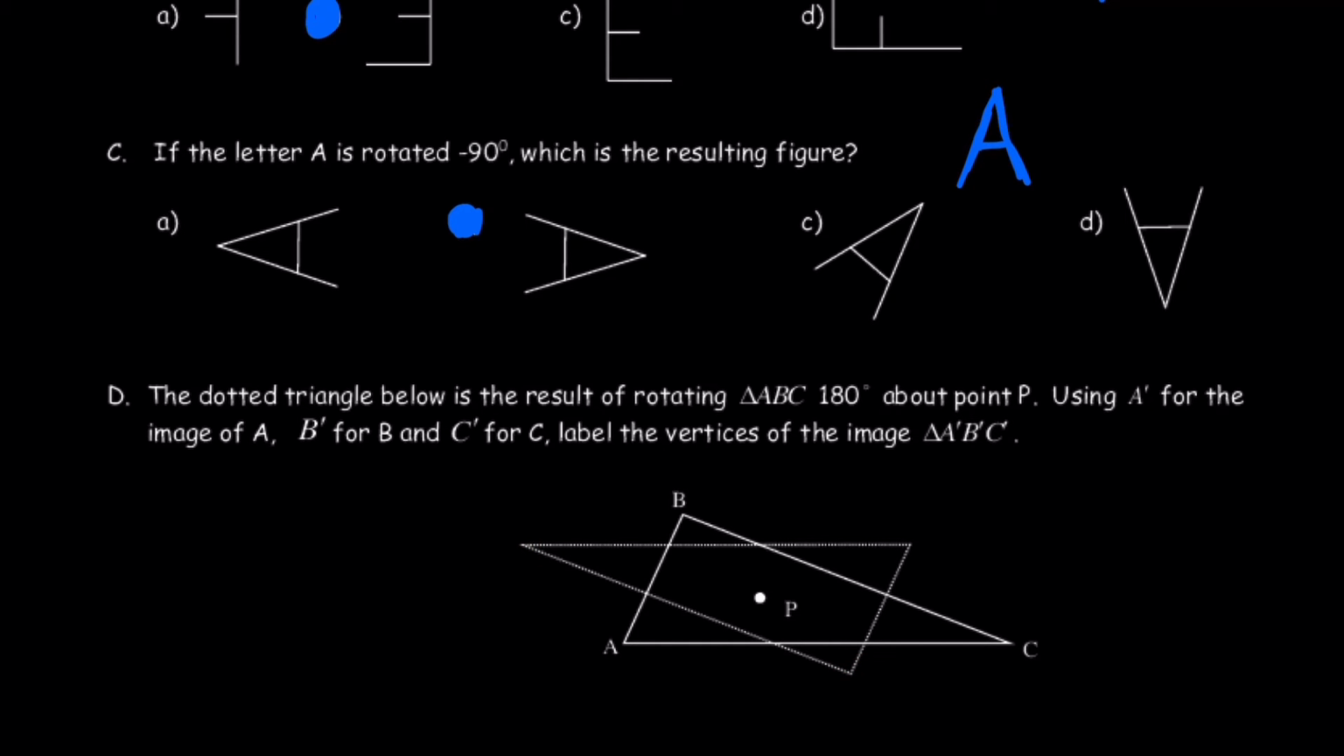If we visualize this triangle ABC rotating 180 degrees, point A would rotate 180 degrees around point P, so it would end up right here. So that would be A prime. And that's all they want you to do. They want you to label those coordinates. So there's A prime. Okay, how about point B? Where would that go? 180 degrees around point P. We'll go right there. So that would be B prime. And then obviously this one over here would be C prime.